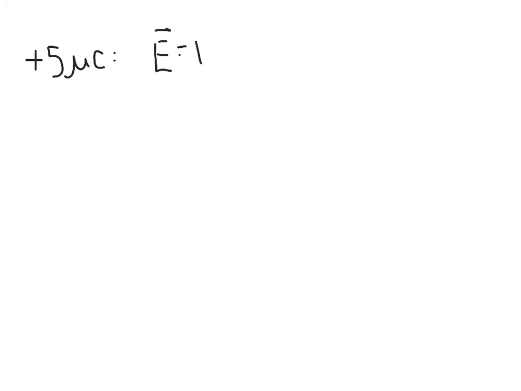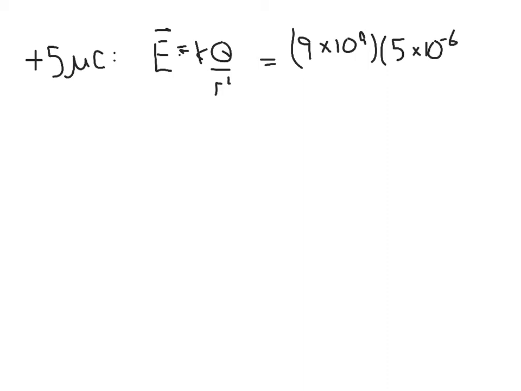Electric field is, a little bit messy, equal to KQ over R squared. The K is 9 times 10 to the 9. It always is, unless for some reason I switch it so we're not in air anymore. The Q is 5 times 10 to the negative 6. That's what a microcoulomb is.